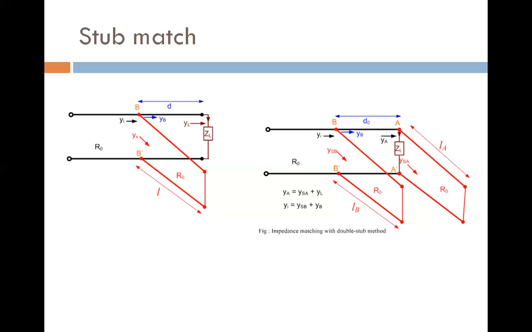In double stub matching, what happens? It is a problem of location. If somehow the location of the stub is shifted, it creates a problem. But when we see the double stub, if the first one is shifted, it is automatically adjusted by the second stub, so it cannot create a problem. So this is the stub matching method.